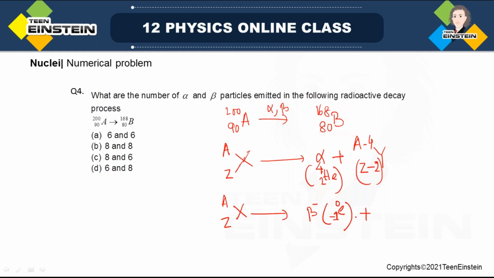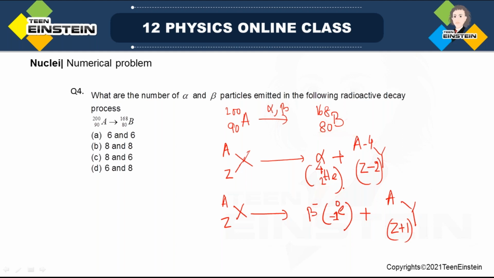Okay, look, when there is a beta decay, what happens to the mass number? Mass number remains the same. Then what changes? There will be a change in the atomic number, but how does it change? See, when one negative charge is getting out from the nucleus, then effectively the positive charge will be increasing by 1.